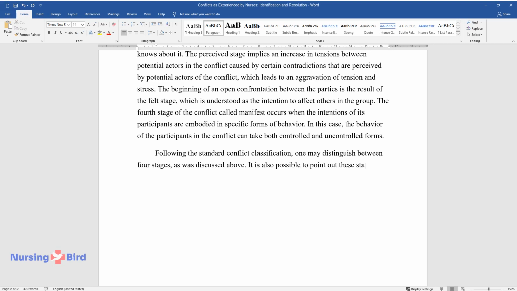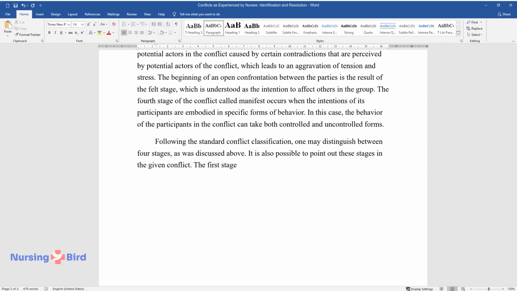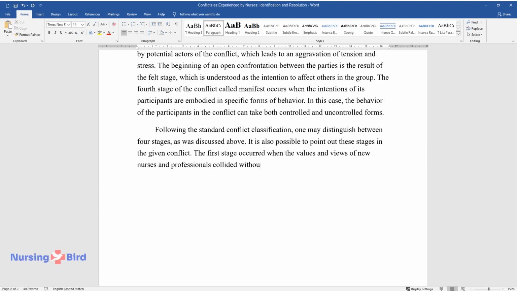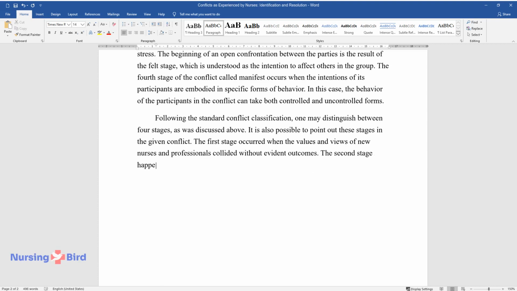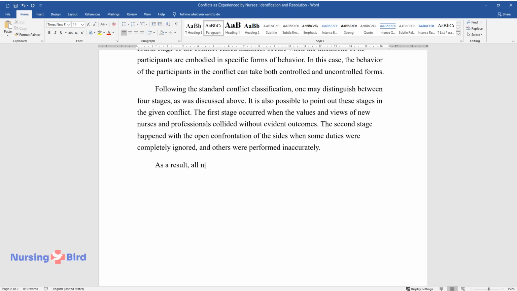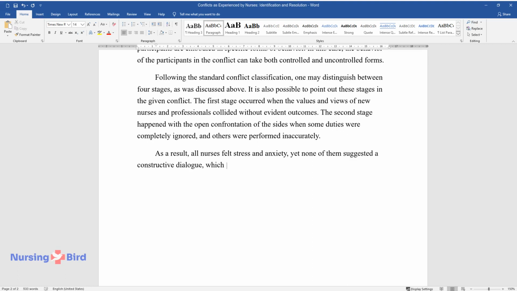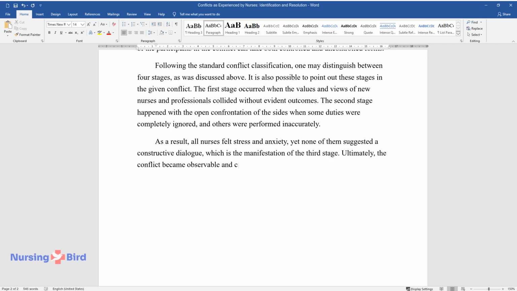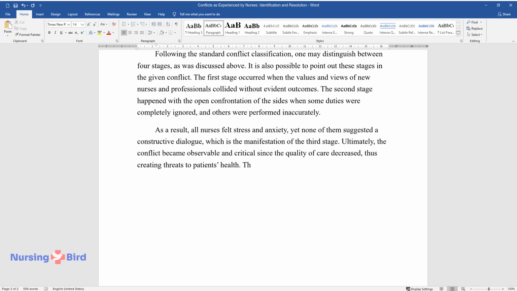It is also possible to point out these stages in the given conflict. The first stage occurred when the values and views of new nurses and professionals collided without evident outcomes. The second stage happened with the open confrontation of the sides when some duties were completely ignored, and others were performed inaccurately. As a result, all nurses felt stress and anxiety, yet none of them suggested a constructive dialogue, which is the manifestation of the third stage. Ultimately, the conflict became observable and critical since the quality of care decreased, thus creating threats to patients' health.